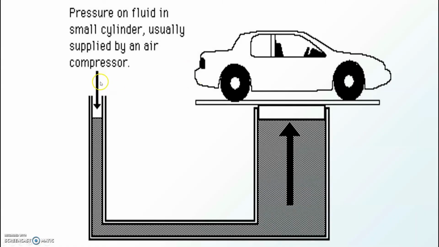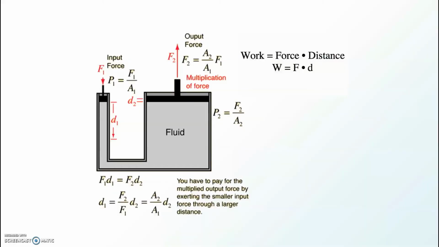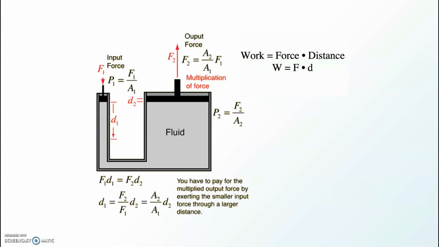So we can see here a small cylinder applied by an air compressor can push up a really heavy car, like in the auto shop. And here's the mathematical work on this, but it's the same thing. It's conservation of energy, meaning that the work does not go away, because work is force times distance. I'm pushing with a small amount of force over a larger distance, while the load only lifts up a little bit.